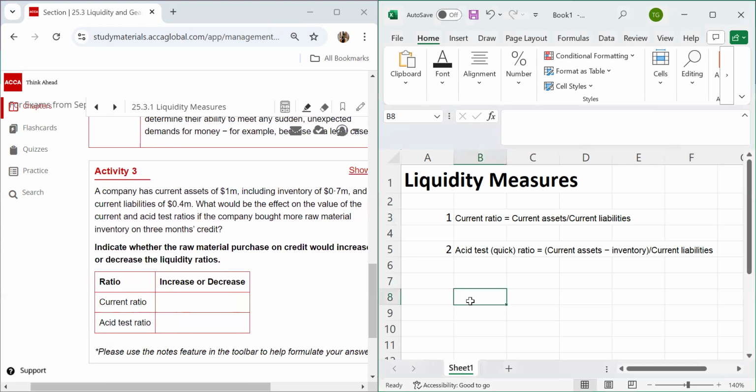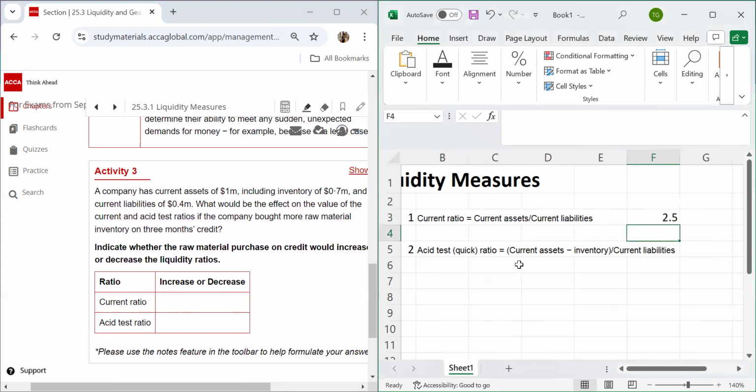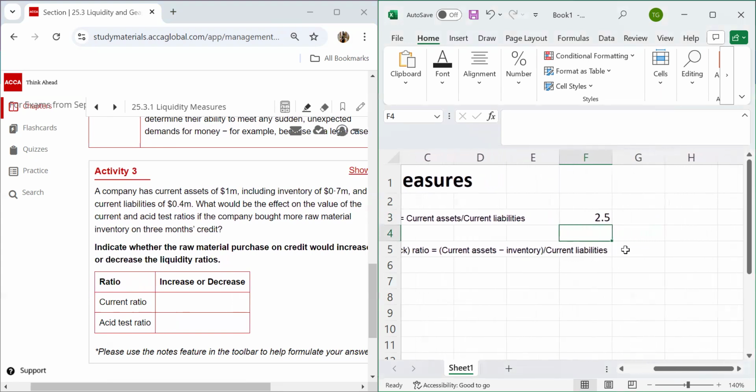So first, what we are going to do is calculate the ratios in front of us. The first formula is current assets, which is 1 million, divided by the current liabilities, which is 0.4. So virtually your current ratio is 2.5, which is a good sign. It's meant to be 2 is to 1. You have 2.5 is to 1. That's good.